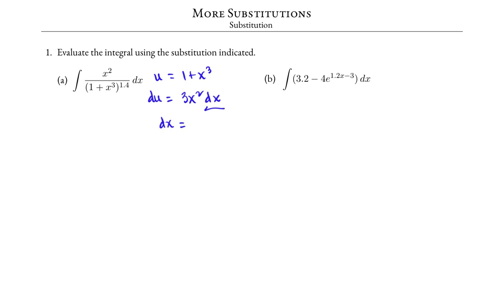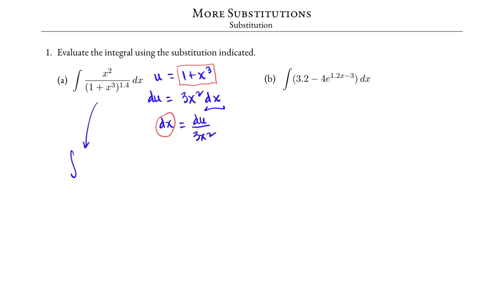And then we isolate dx. To get dx by itself, we will divide it by 3x squared. So dx is du over 3x squared. We will replace dx with du over 3x squared, and we will also replace 1 plus x cubed with u. And so we rewrite the given integral as the integral.